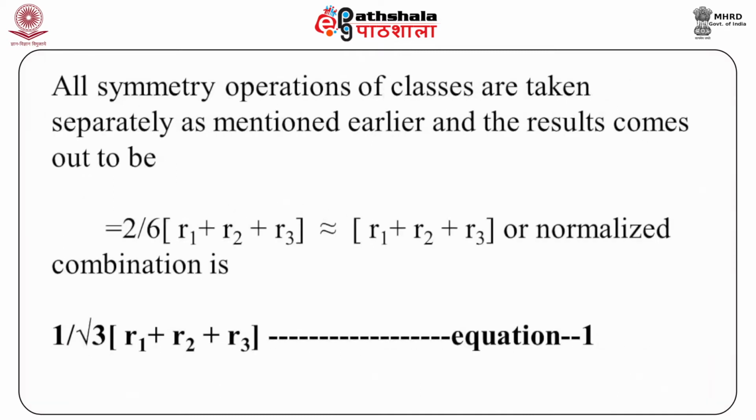That is, all symmetry operations of classes are to be taken separately, as mentioned earlier. That is, if there are 3 sigma v's, I have to take separate R1, sigma v1, sigma v2 and sigma v3. Now, this result comes out to be, after normalization as given in equation 1, 1 upon under root 3 within bracket R1 plus R2 plus R3.